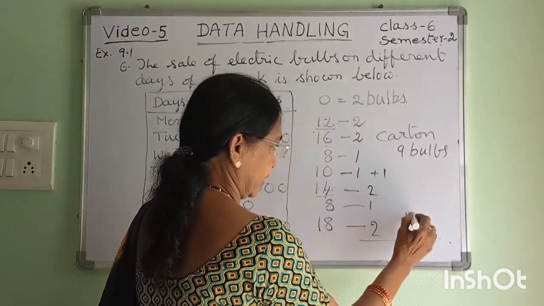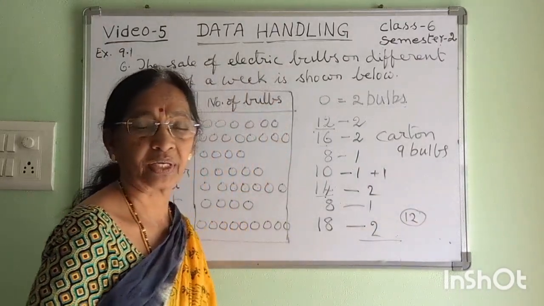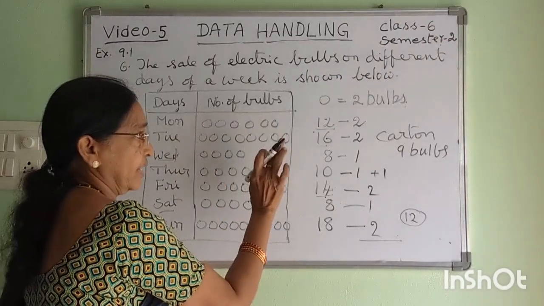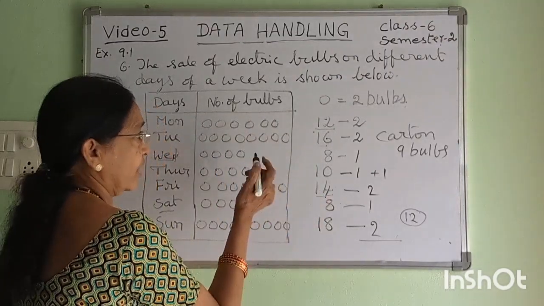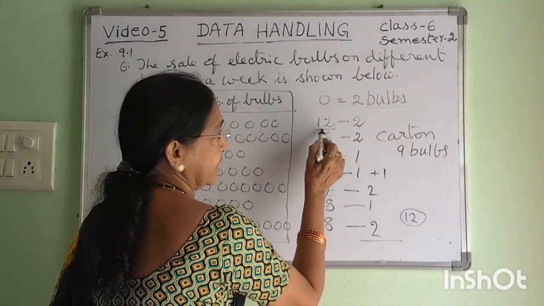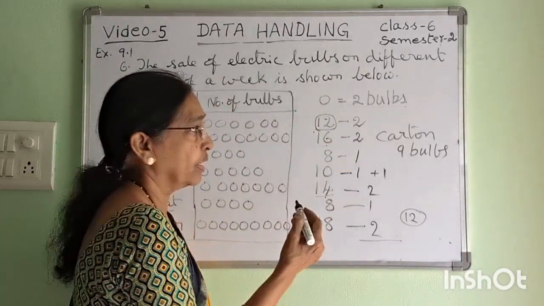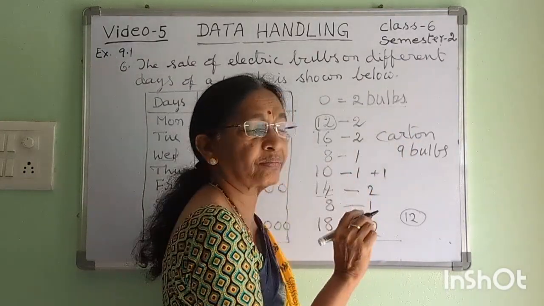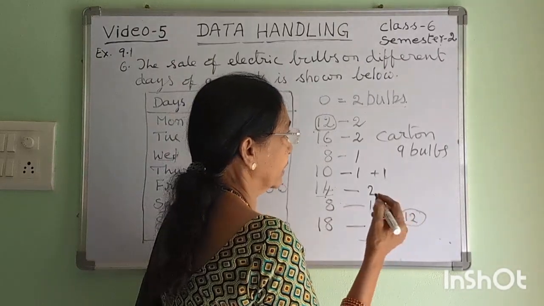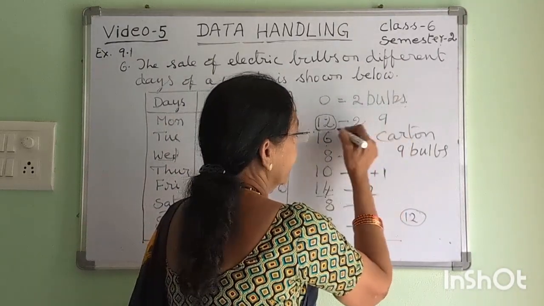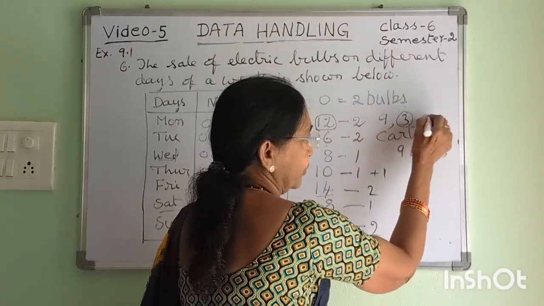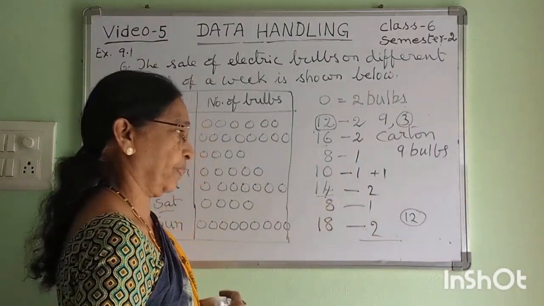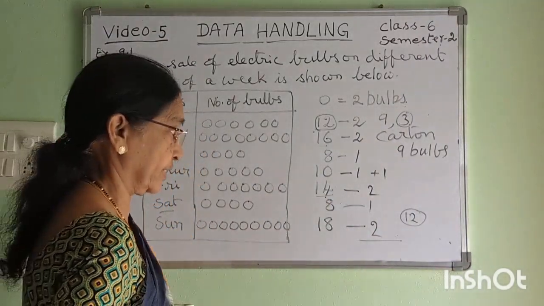11, 12. 12 cartons were needed altogether, because if we dispatch each day, we need an extra carton for the extra bulbs beyond 9. For example, here 12 bulbs were sold on Monday. In 1 carton, the maximum number of bulbs we can keep is 9. So for the remaining 3 bulbs also we have to use 1 carton. Like that, if we see, 12 cartons are needed altogether.